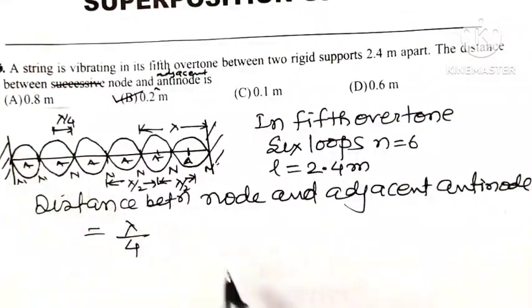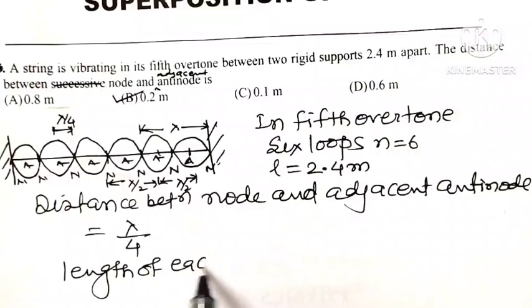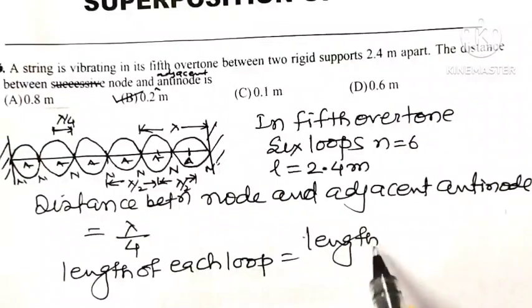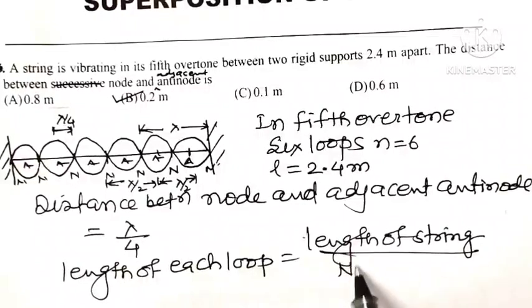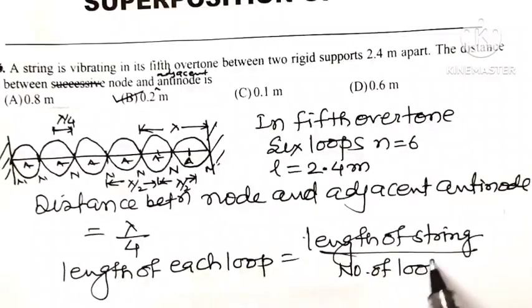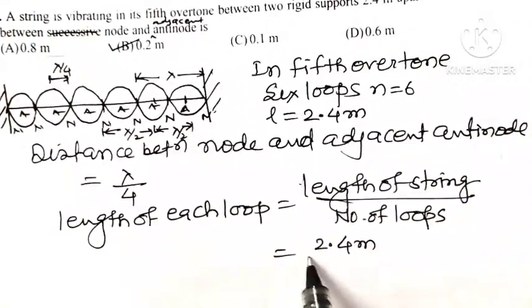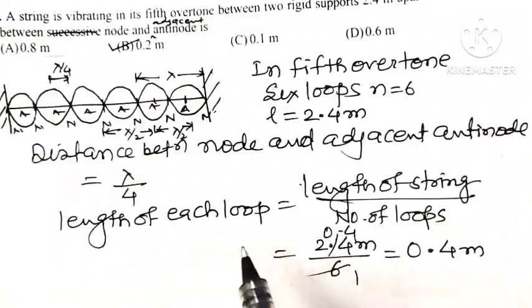Now, length of string is 2.4 meter. Number of loops formed is 6. So, what is the length of each loop? Length of each loop is equal to length of string, or distance between two rigid supports, divided by number of loops present between the two rigid supports. Here length of string is 2.4 meter divided by 6 loops formed, therefore 6 fours are 24, so 0.4 meter. It is the length of each loop.